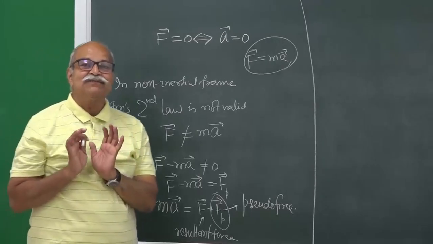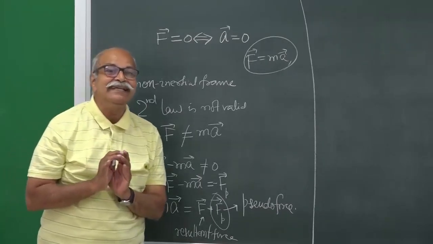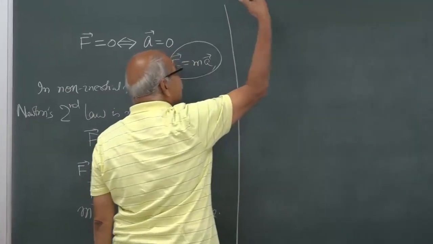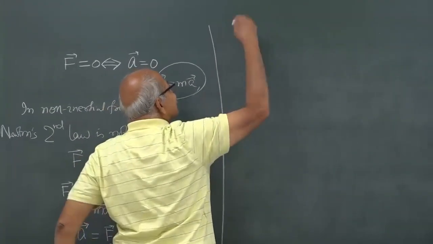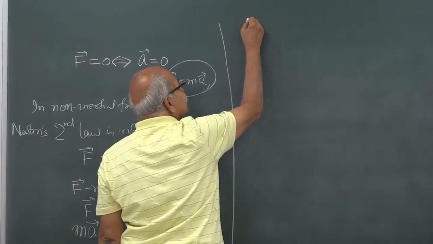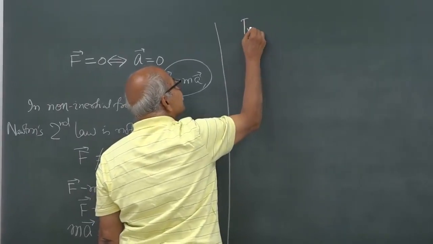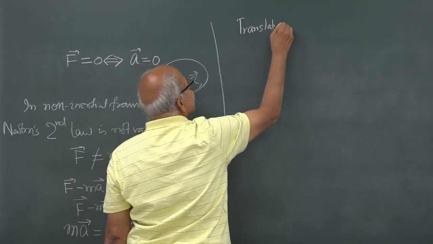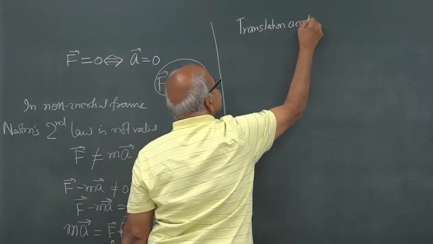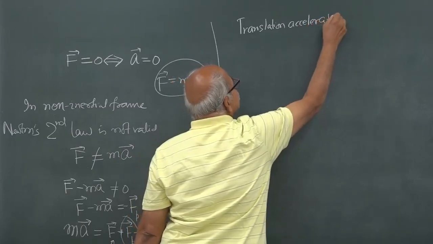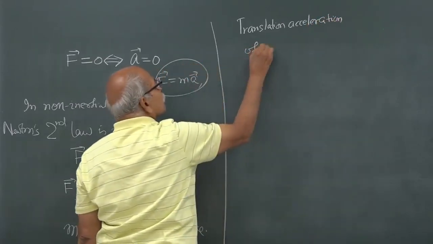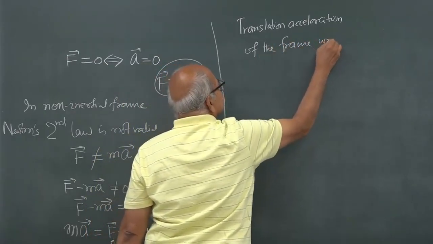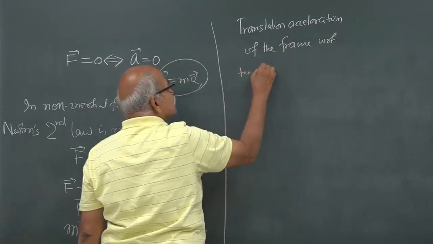Now, regarding acceleration of the frame, you have two broad kinds of non-inertiality. So, one is when you have translational acceleration of the frame with respect to some inertial frame.